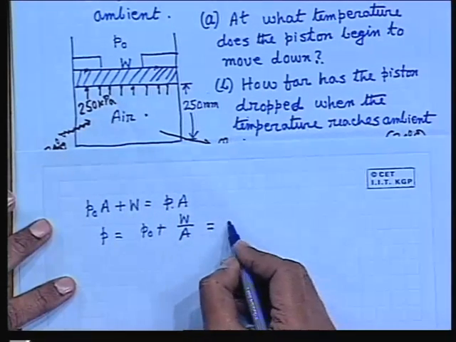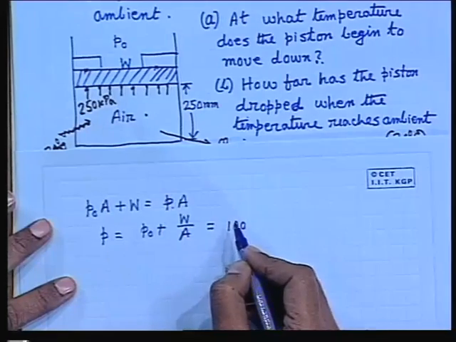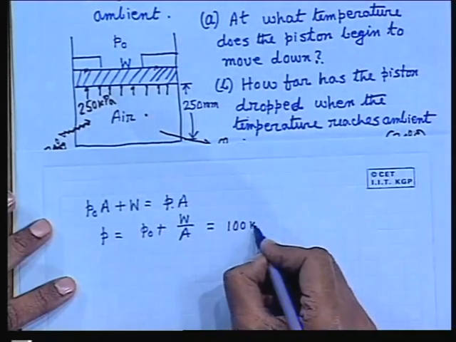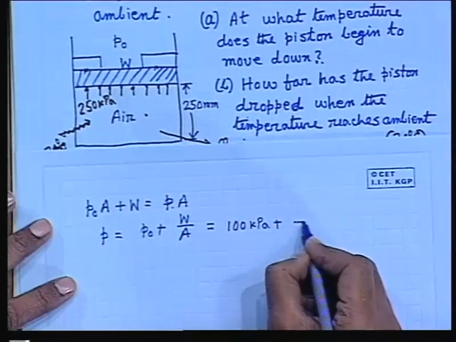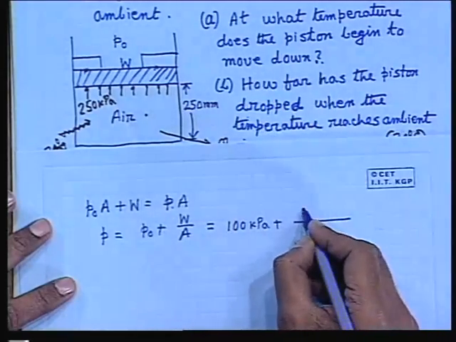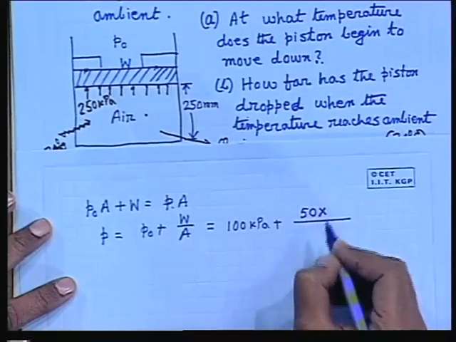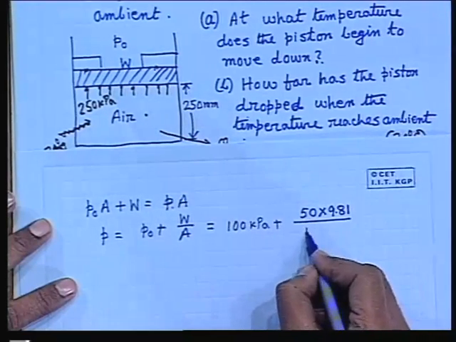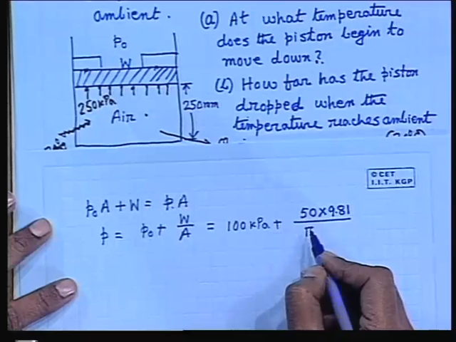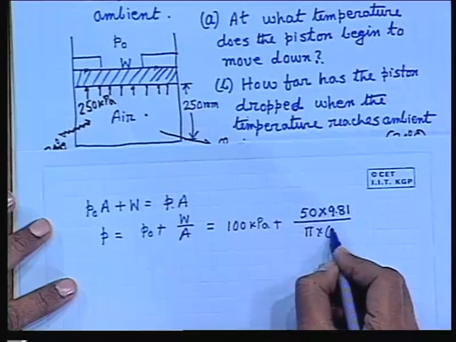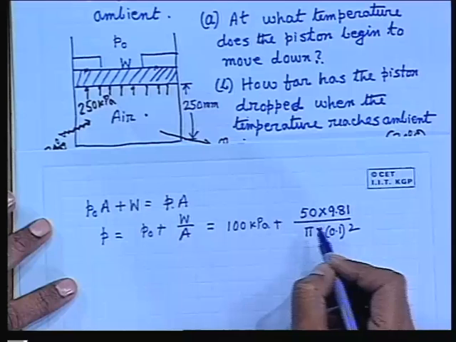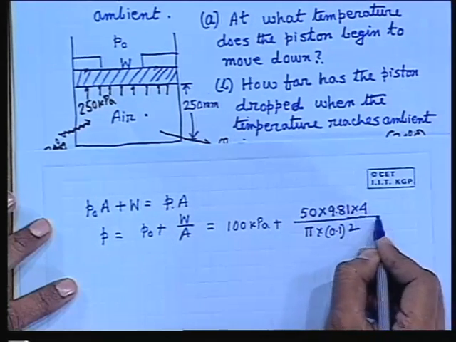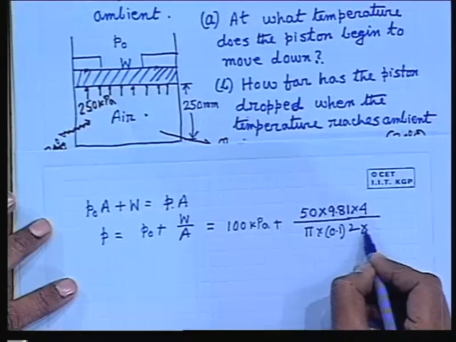Now substitute the values. What is P0? 100 kilopascals. So this part also has to be expressed in kilopascals. 50 kg is its mass, so the weight has to be 50 times 9.81 Newton, divided by the area. What is the area? Pi times the diameter, 0.1 meter, squared, divided by 4. This is in Newton, so divide by 1000. Very good.